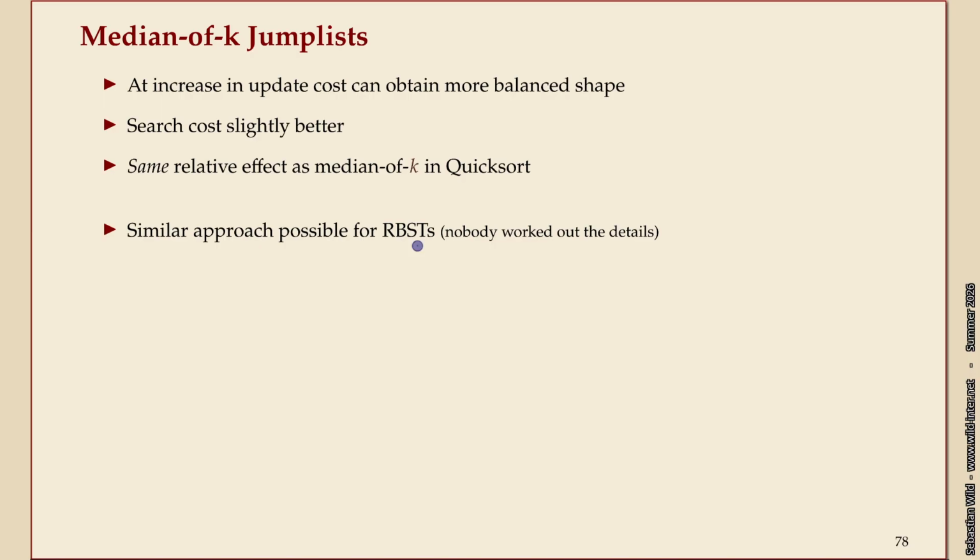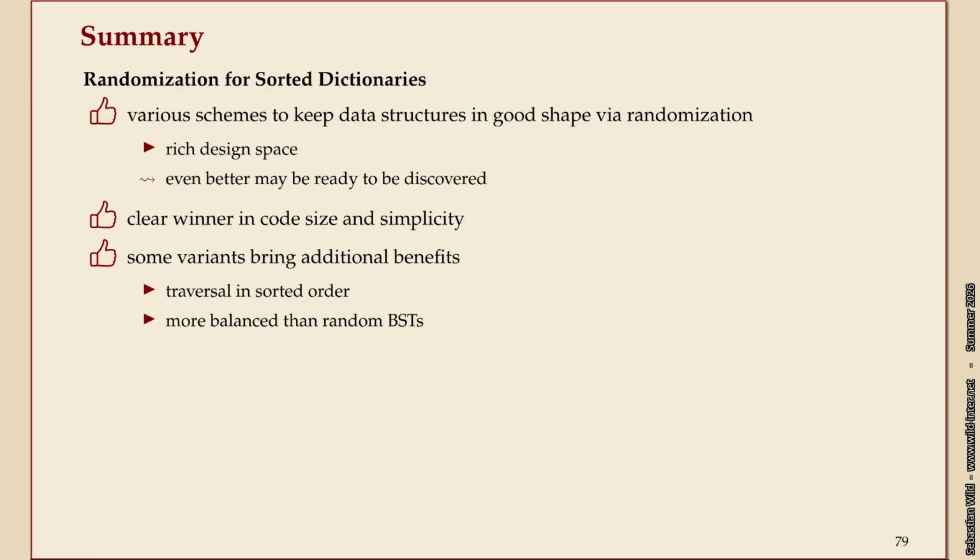You could do the same approach with this more balanced median of k trick for random binary search trees. It's just nobody worked out the details. I think the same trick should work. But to my knowledge, this hasn't been explored.